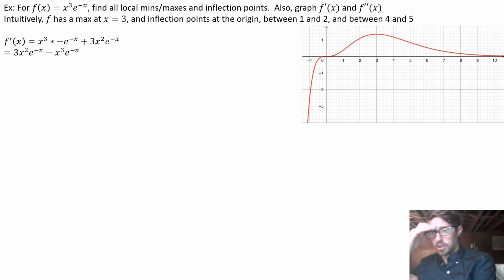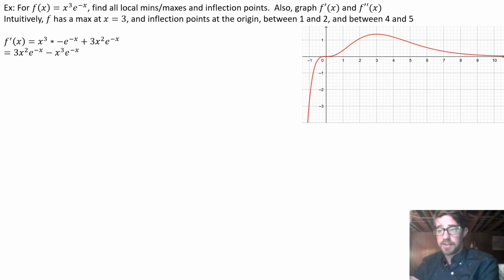Just dive in. We're doing f prime and we're doing f double prime, so why are you even waiting for me? You should already be doing it. So f prime is the product rule. That's x cubed times negative e to the negative x. Remember the chain rule makes a negative come down. And then plus 3x squared times e to the negative x, which I'm going to simplify like that because we have to do stuff with it.